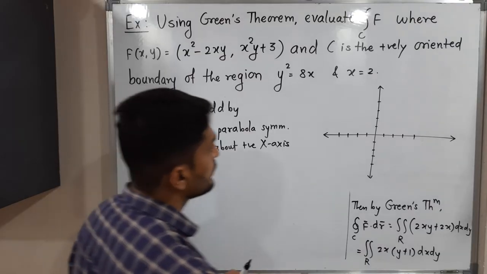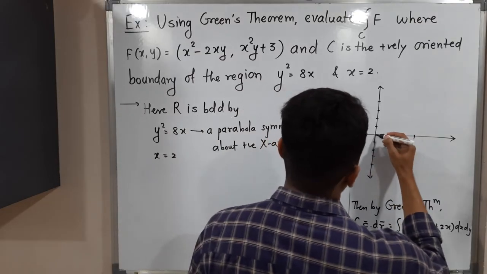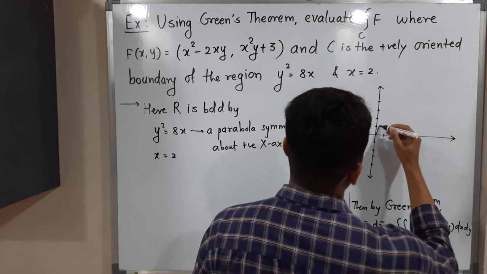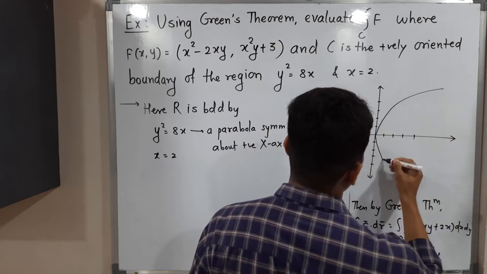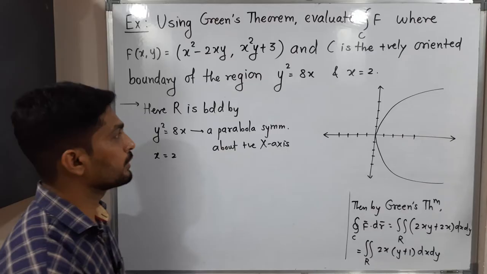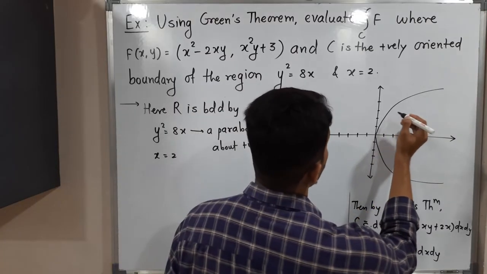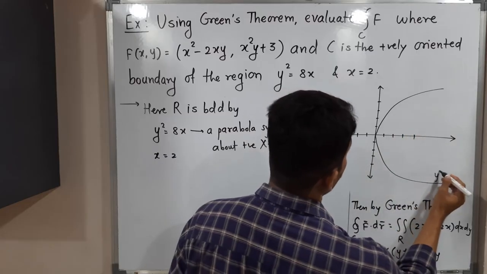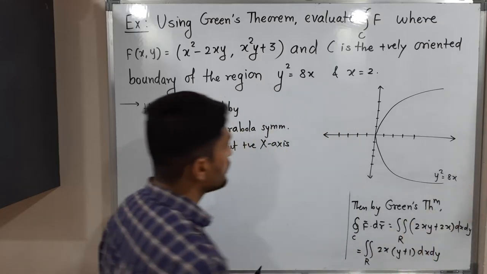Let me show it here. So our parabola will be like this. I'm drawing a rough sketch of it. So the parabola will be like this. With this type of parabola we have, let me write here, this equation is y square is equal to 8x. So let us go further.